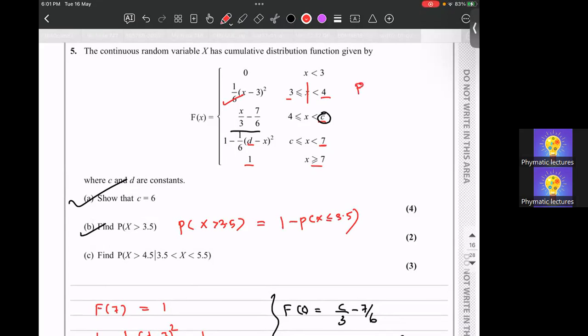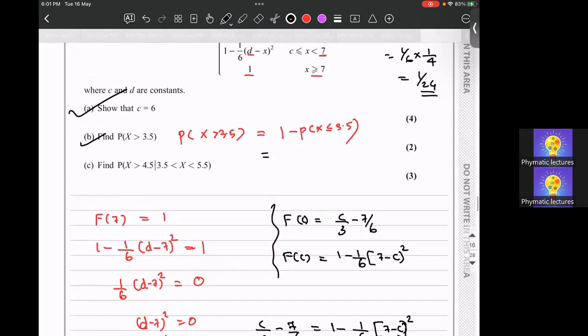So P of X less than or equal to 3.5 means it is F of 3.5. That is the advantage of the cumulative distribution function. So 1 by 6 into (3.5 minus 3) whole square, so 1 by 6 into 0.5 whole square, which is 1 by 4. So that is 1 by 24.